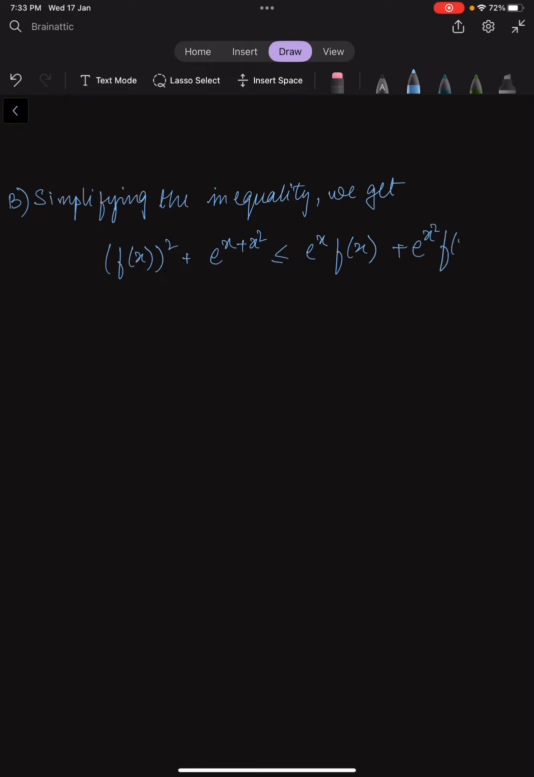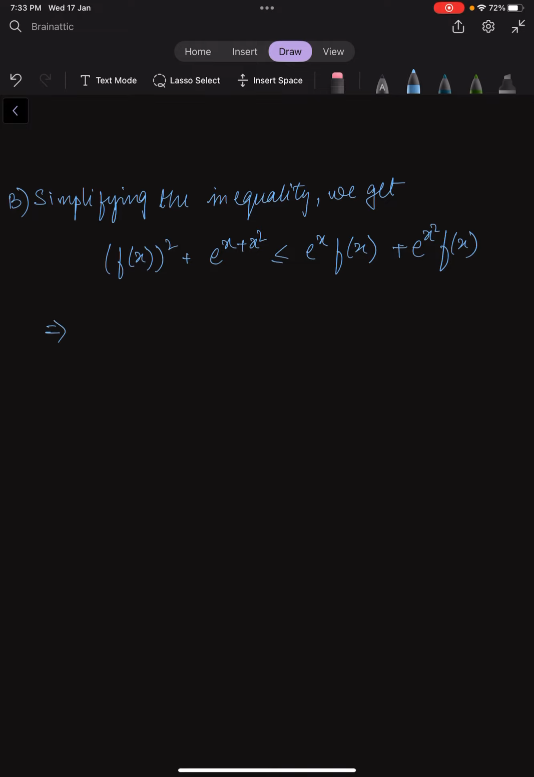Simplifying the inequality, we get (f(x))² + e^x + x² is less than e^x f(x) + e^(2x) f(x).